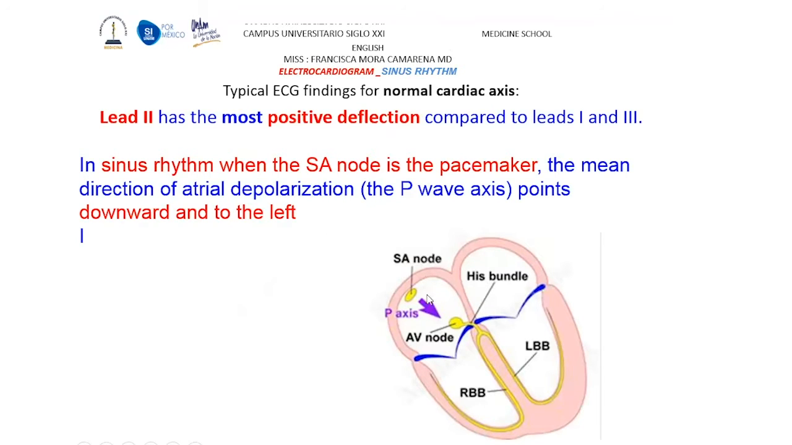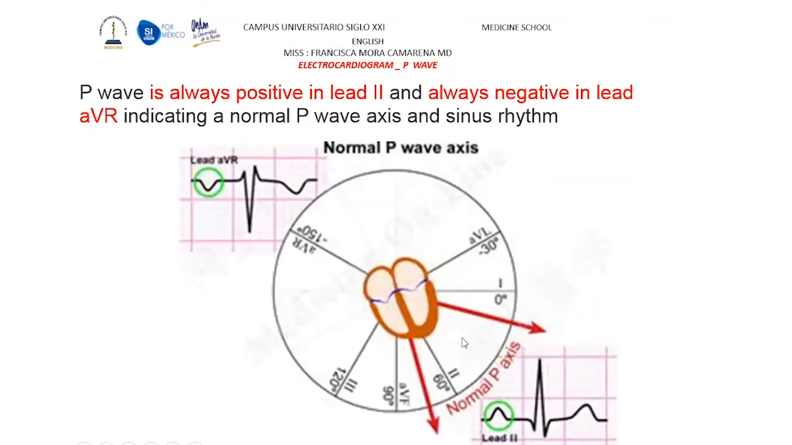And as it is normal, if your rhythm is sinus rhythm, then remember this will start in the pacemaker, and the direction of the atrial depolarization will be downward and to the left. Remember that the P wave will always be positive in lead 2 and will always be negative in lead aVR.